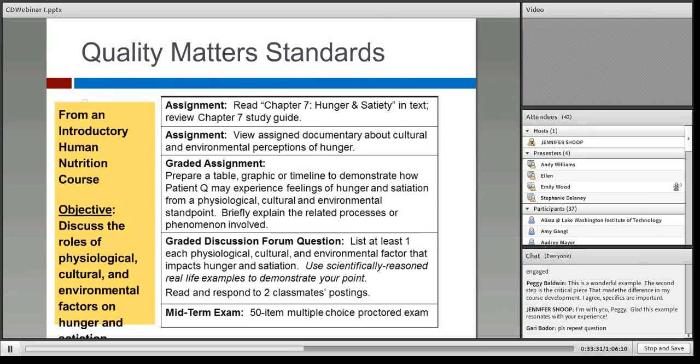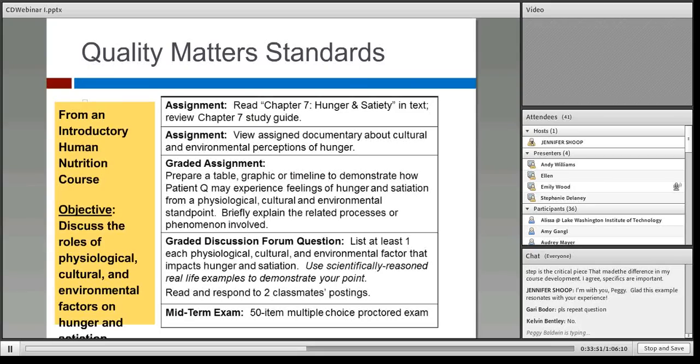Oh, sorry, I need to repeat the question. So looking at the graded discussion forum question, if we took out that italicized sentence to say, use scientifically reasoned real-life examples to demonstrate your point, so if that was taken out of that assignment and we just looked at the graded discussion forum question, would what's there truly assess the objective? And I see Kelvin is saying no. And I'll wait to see some other responses too, so maybe we can think about why or why not.